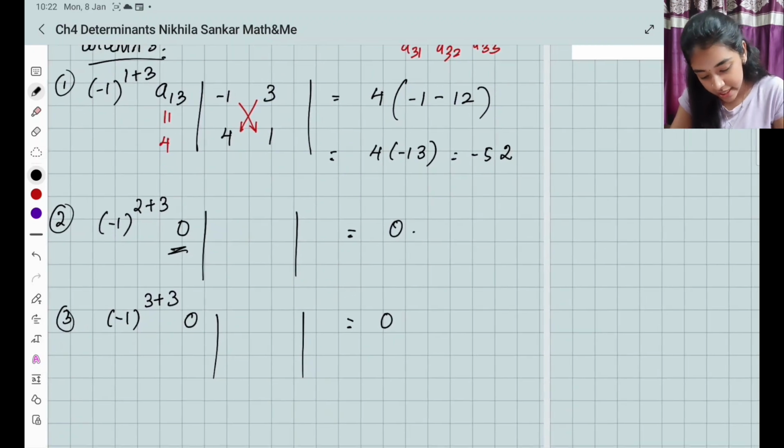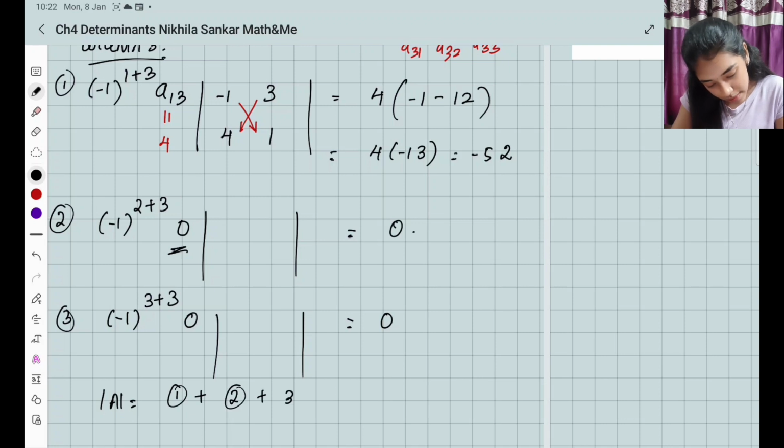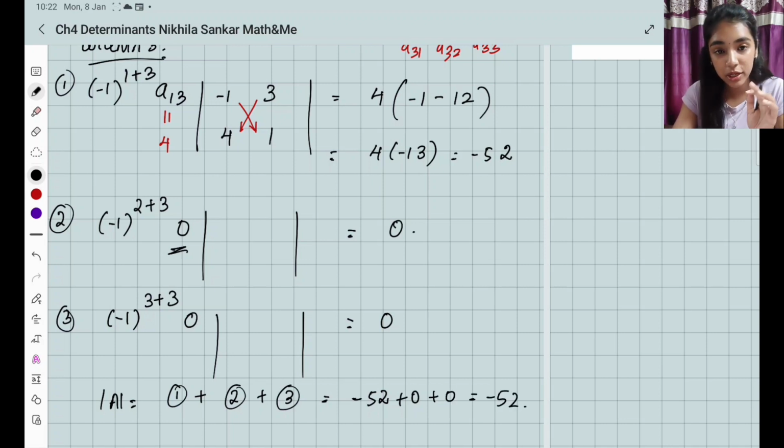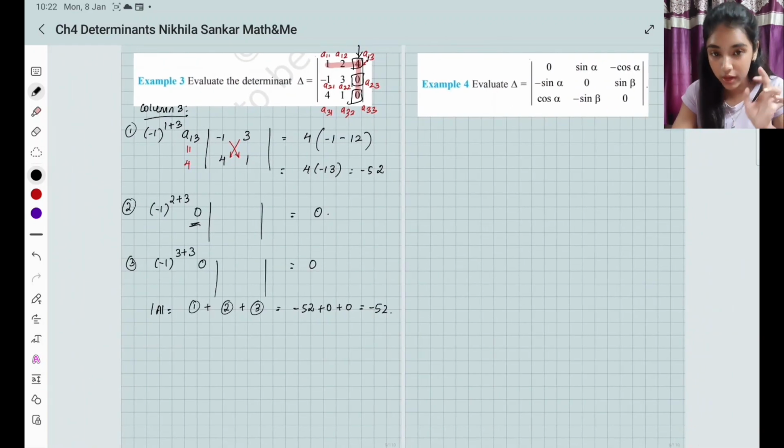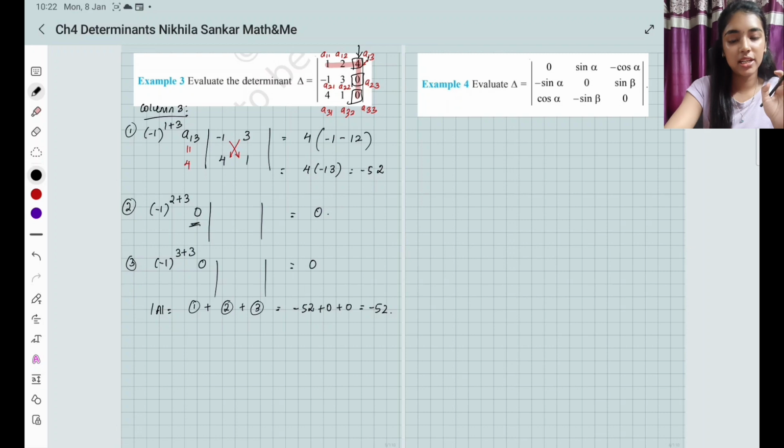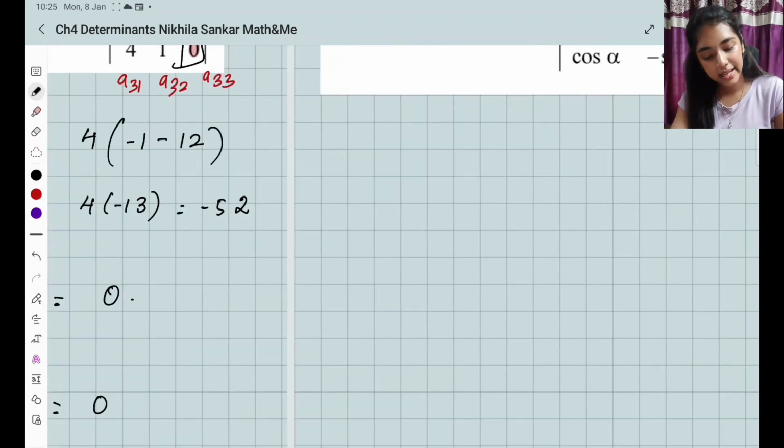Now what is the final answer? Determinant A is going to be 1 plus 2 plus 3, and this is going to be minus 52 plus 0 plus 0. So the final answer is going to be minus 52. Here, the determinant of A is minus 52. We did not take the absolute value, so the final answer can also come out negative. Please remember that it is not the absolute value or the modulus, it is the determinant. Understood? Example 4.